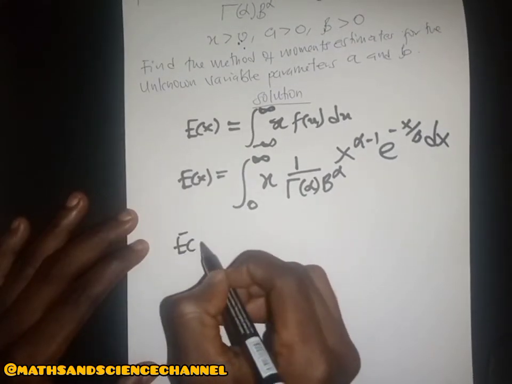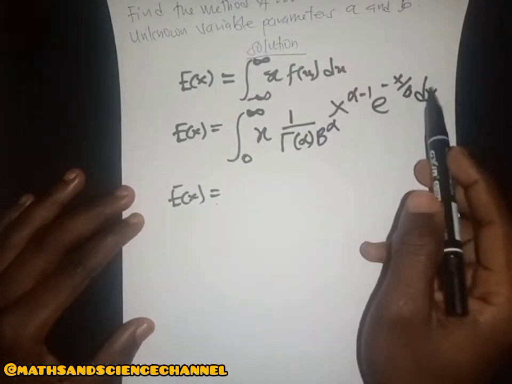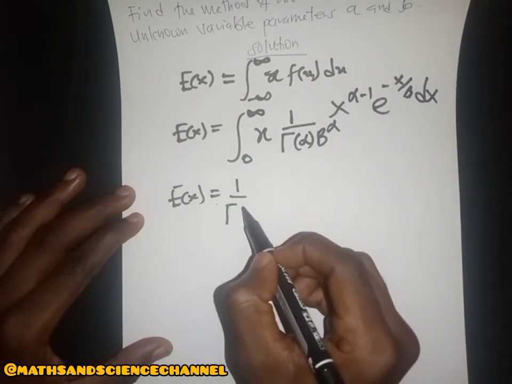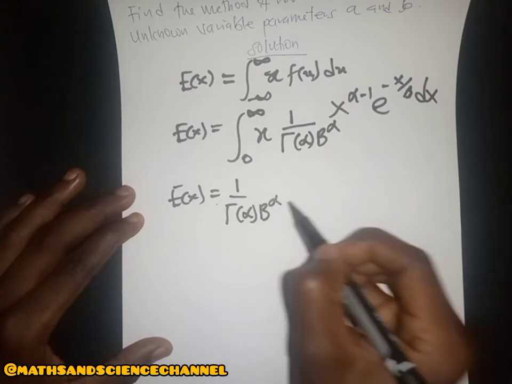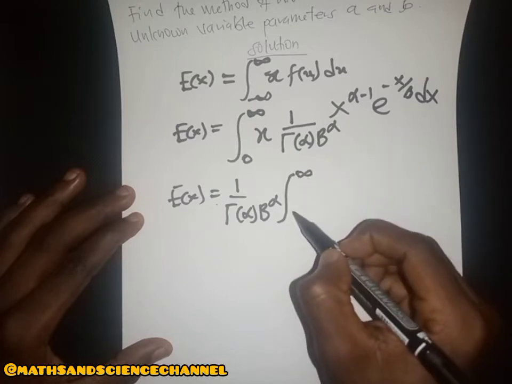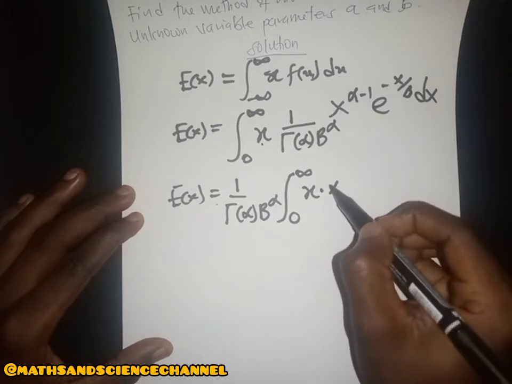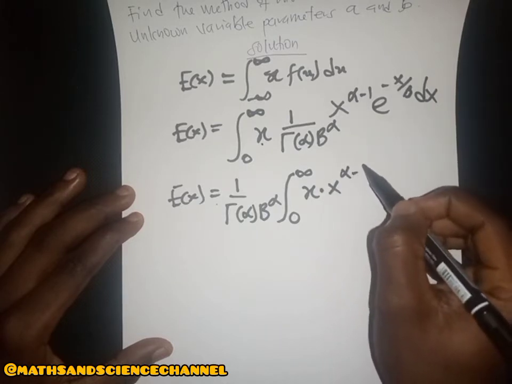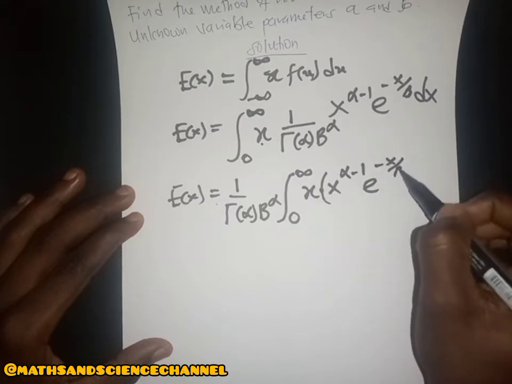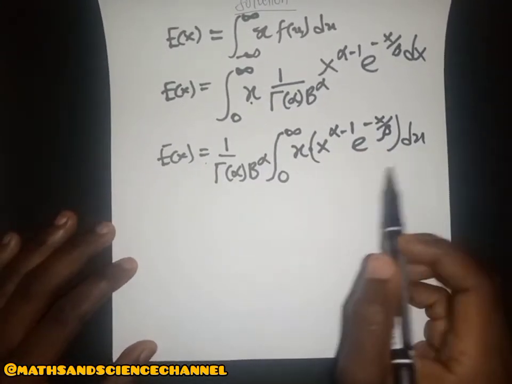So what we are going to do next is to bring out any variable which is not with respect to x. So we realize that we have 1 over gamma alpha beta to the power alpha outside, which are constants, and then we are left with x multiplied by x to the power alpha minus 1, and then e to the power negative x over beta, dx in this case. So this is what we have in this case.